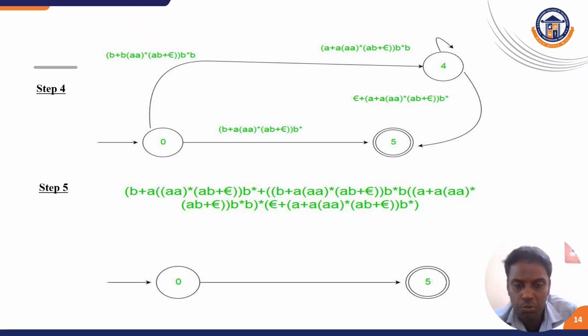So from the newly introduced start state to the newly introduced accepting state, the regular expression that we have discussed is: b plus a a star ab plus epsilon, plus b star b plus a a star ab plus epsilon, into b star b a plus a a star ab plus epsilon b star epsilon, plus a into a star into ab plus epsilon into b star. So this is the overall regular expression for the given diagram.